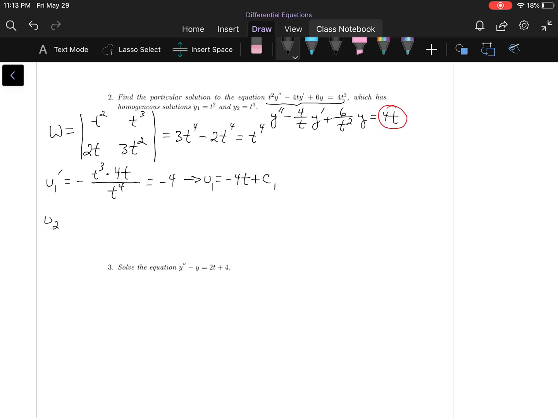Let's look into u2 also. So u2 prime is going to be t squared times 4t over t to the fourth. And that's going to give us, we have a 4t cubed on top with a t to the fourth on the bottom. So 4 over t, which when you integrate, we have u2 is 4 times the natural log of t plus c2.